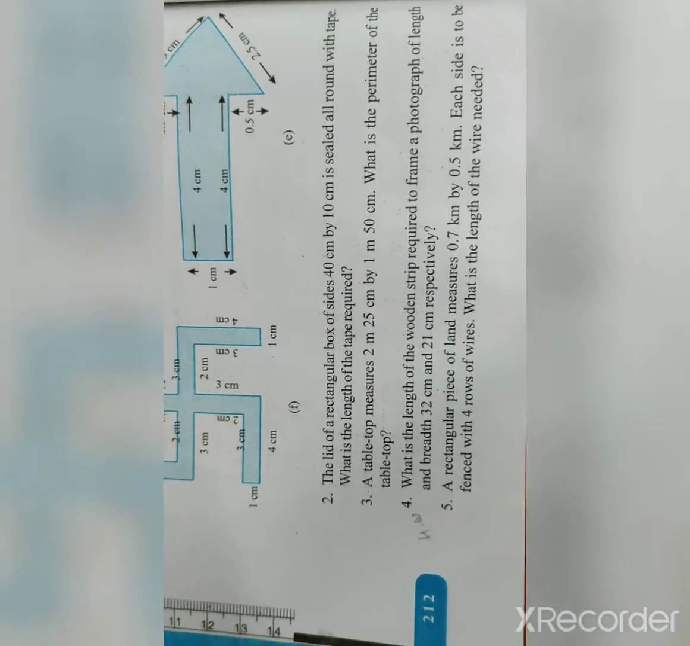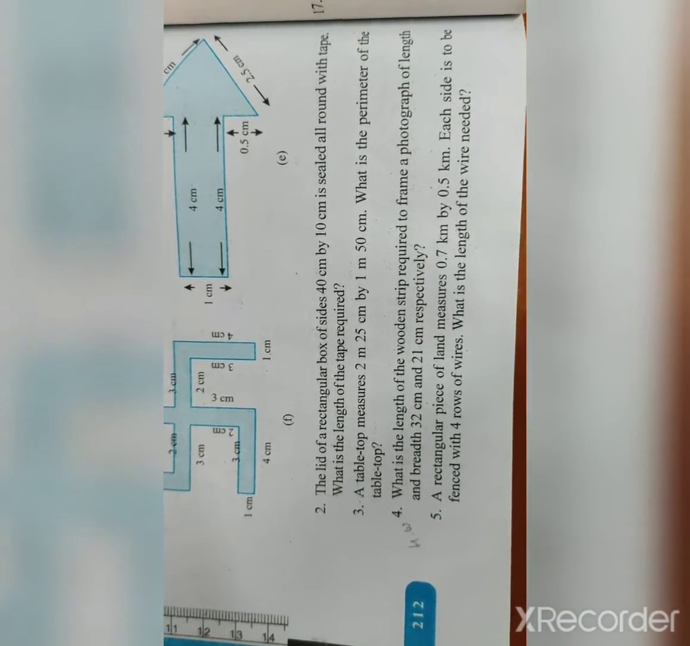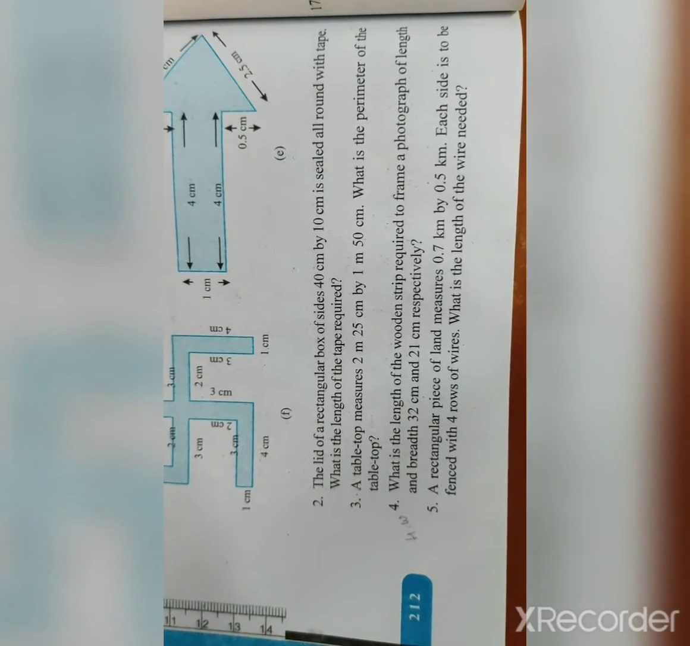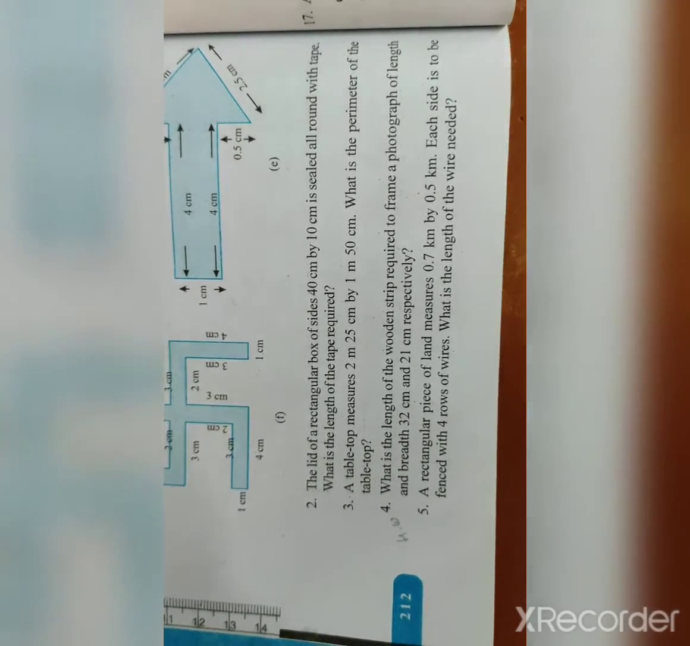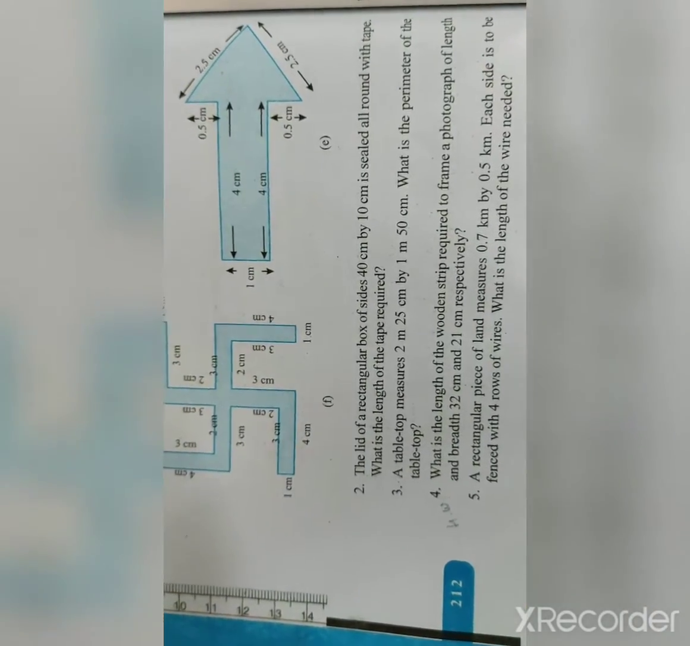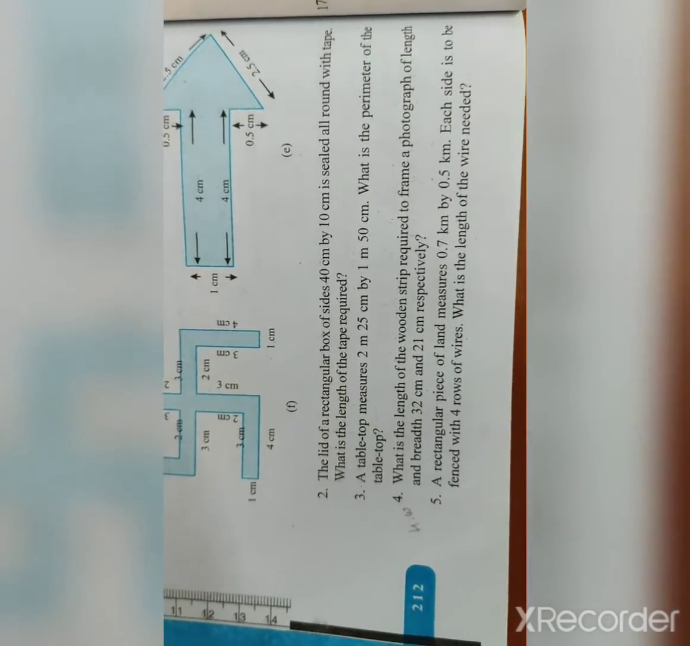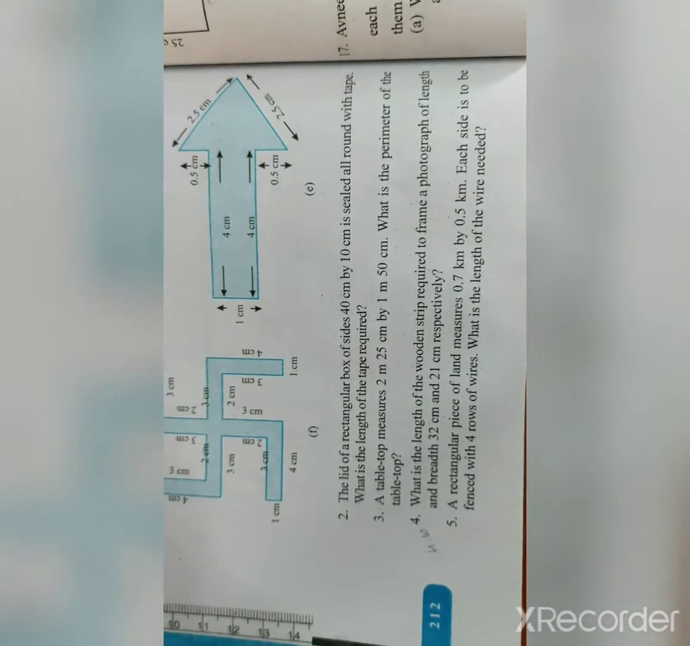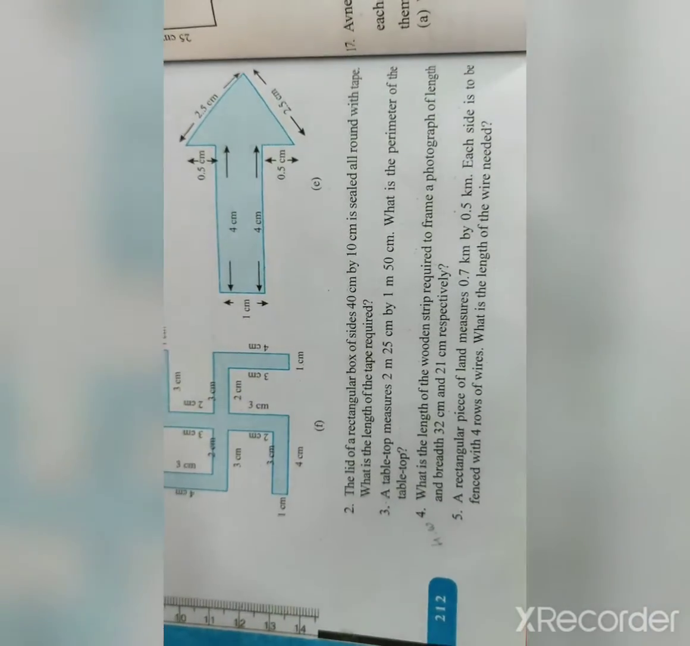Now question number 2. The lid of a rectangular box of sides 40 centimeter by 10 centimeter is sealed all round with tape. That means the box is there and sealed. That means outer boundary, perimeter. What is the length of the tape required? Let us solve the sum.